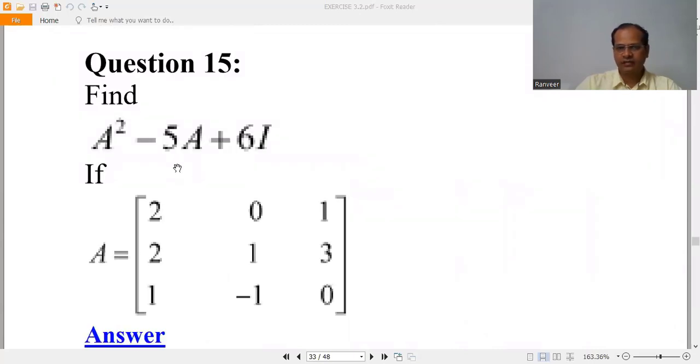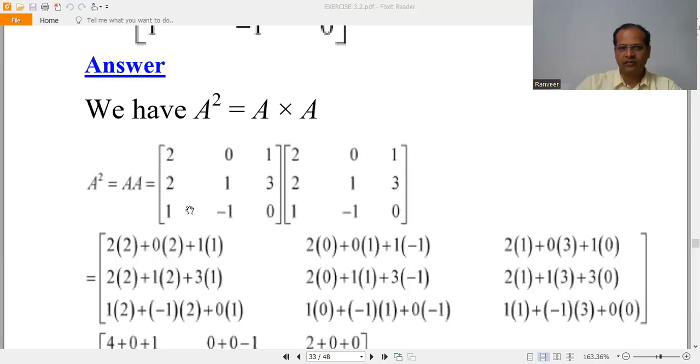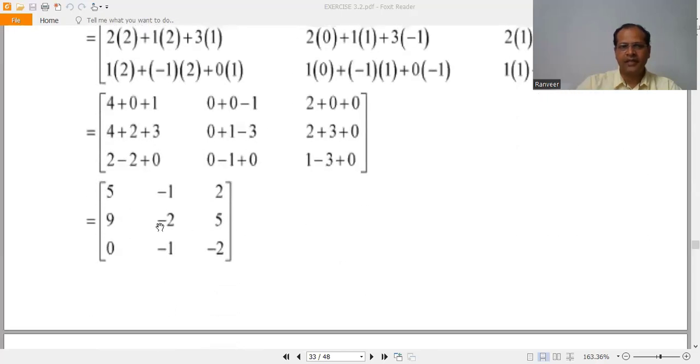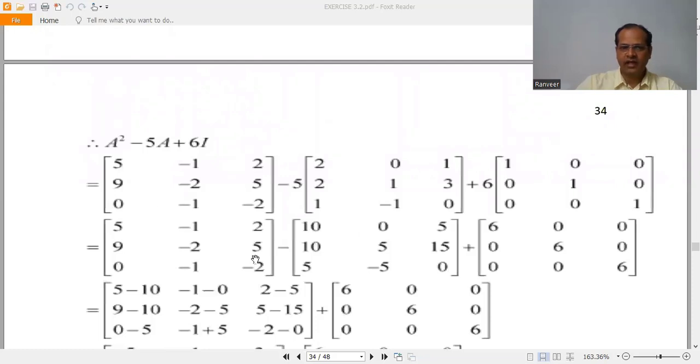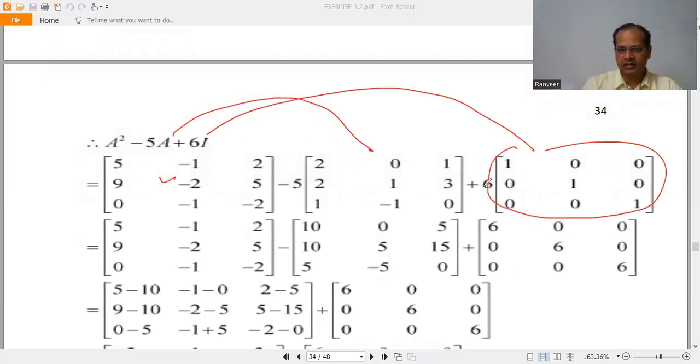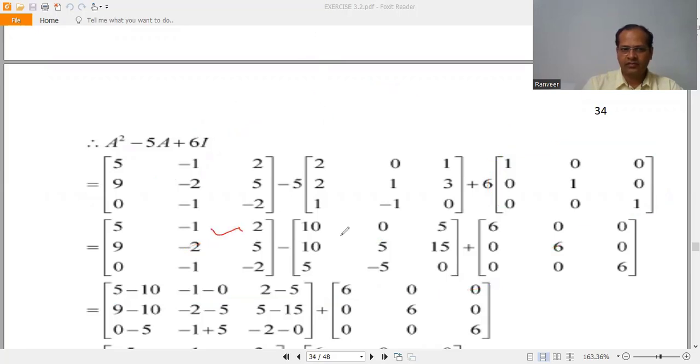A square minus 5a plus 6i. So in this question, first of all, a square is there, so a into a we have to find out. After that, minus 5a plus 6i, after that adding all the values. A square we have to find out, this is a square, minus 5a. First of all, separately you have to find a square, whatever the elements of a are here, and 6 into, this is the unit matrix. After that, all the corresponding elements we have to add. So first, for the two matrices you have to do it, after that the third matrix you have to add.